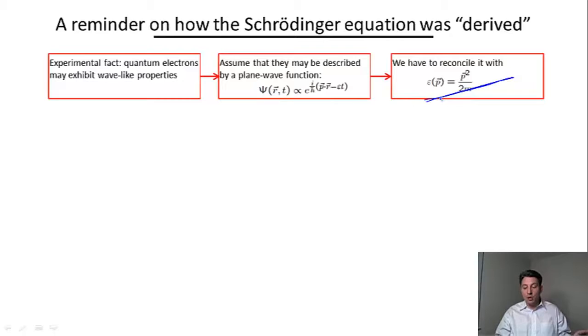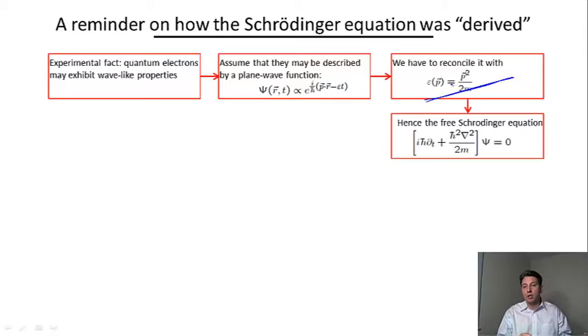Now, the equation itself was constructed in order to ensure that the plane wave function would come out as its solution and this dispersion relation would be respected. So this is what the equation actually looked like, and it involved the second derivative with respect to the coordinate and the first derivative with respect to time.